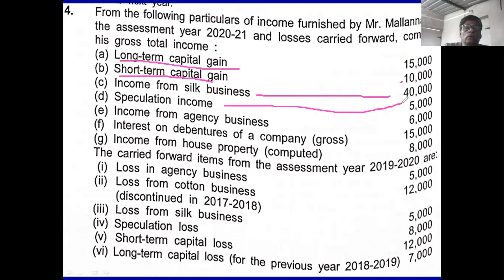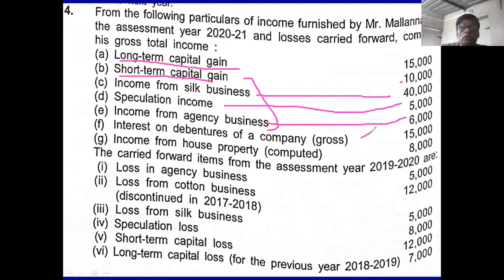Speculative income 5,000. These two are business. Income from agency business 6,000. Agency business is a regular business. That means here are the two regular businesses: one is silk business, another is agency business. And speculative is one. These three are business income. But one is speculative, two are regular.